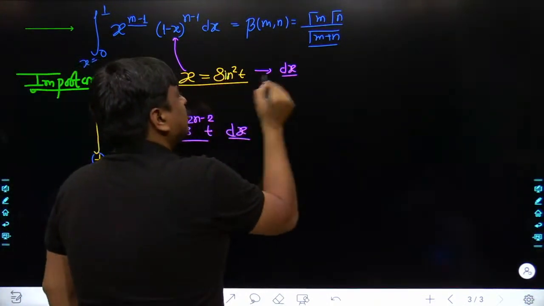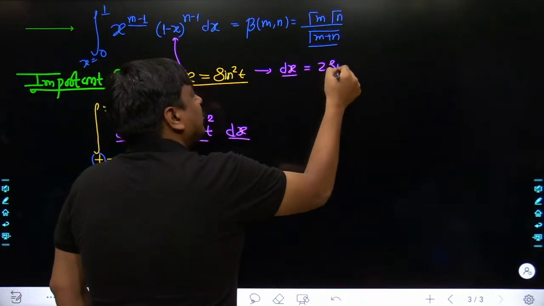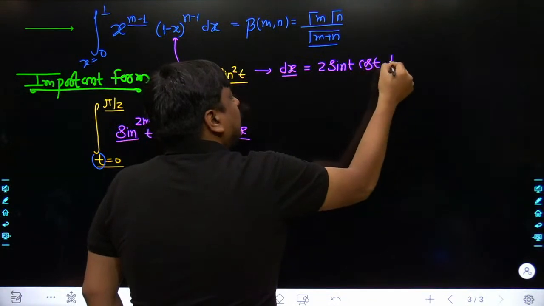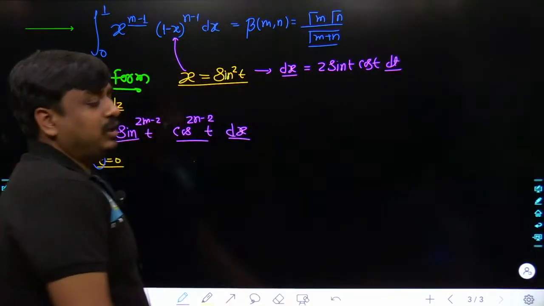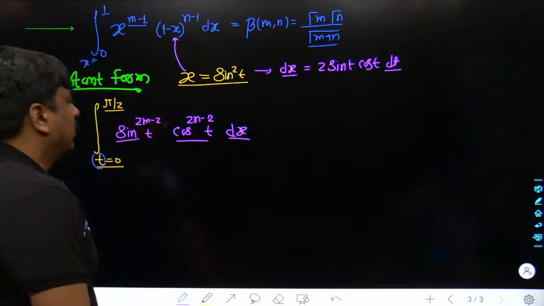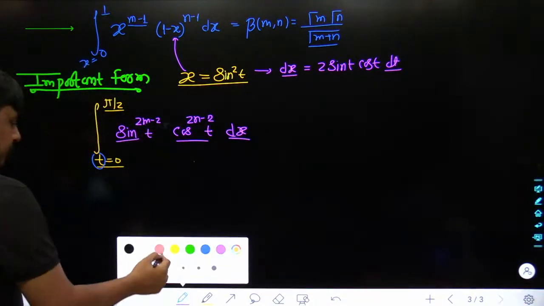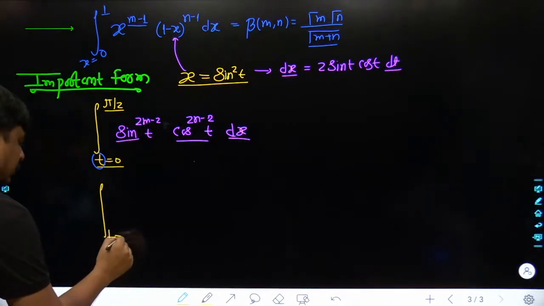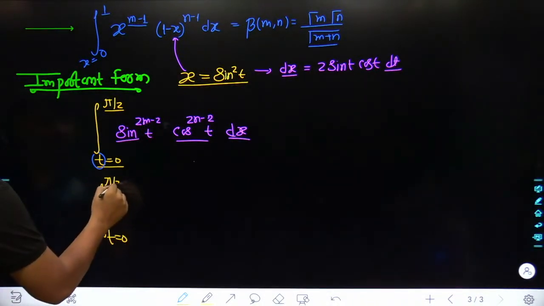The differentiation of sin square t would also take place. That would be 2 times sin t. The differentiation of sin t once again would be cos t, and here I would come across dt. So once we rephrase the above integration, only one change we are going to place over here.